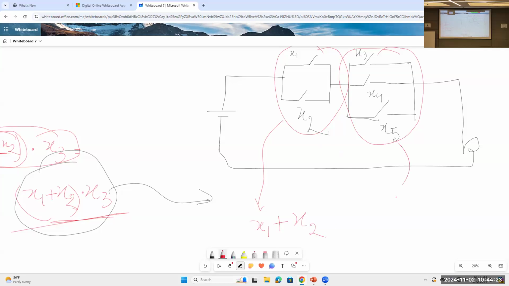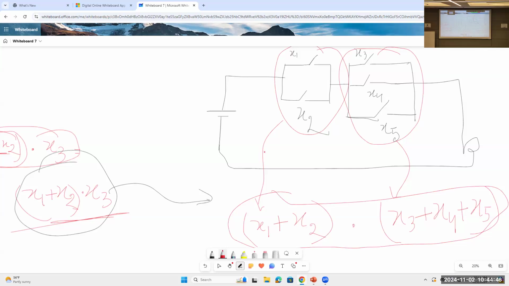Let's deal with this circuit next. These are all connected in parallel, so we can write this x3 plus x4 plus x5. And these two circuits are connected in series, right? So we can write this as a multiplication operation. This is the whole function for this circuit. Now we can actually write the function of a circuit.